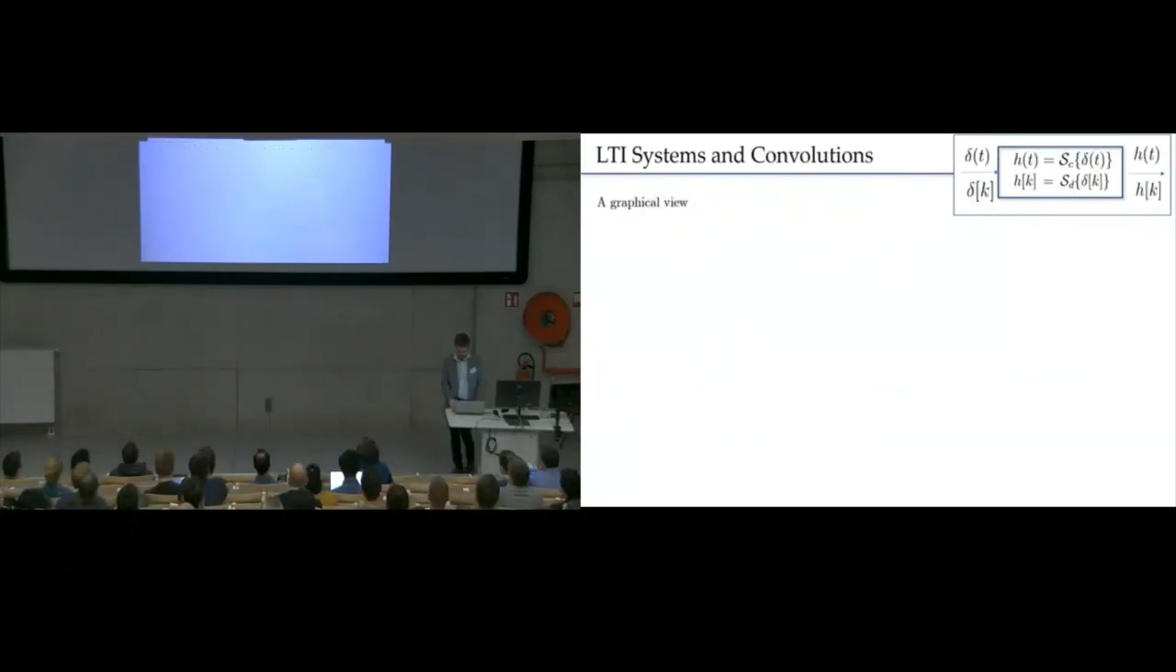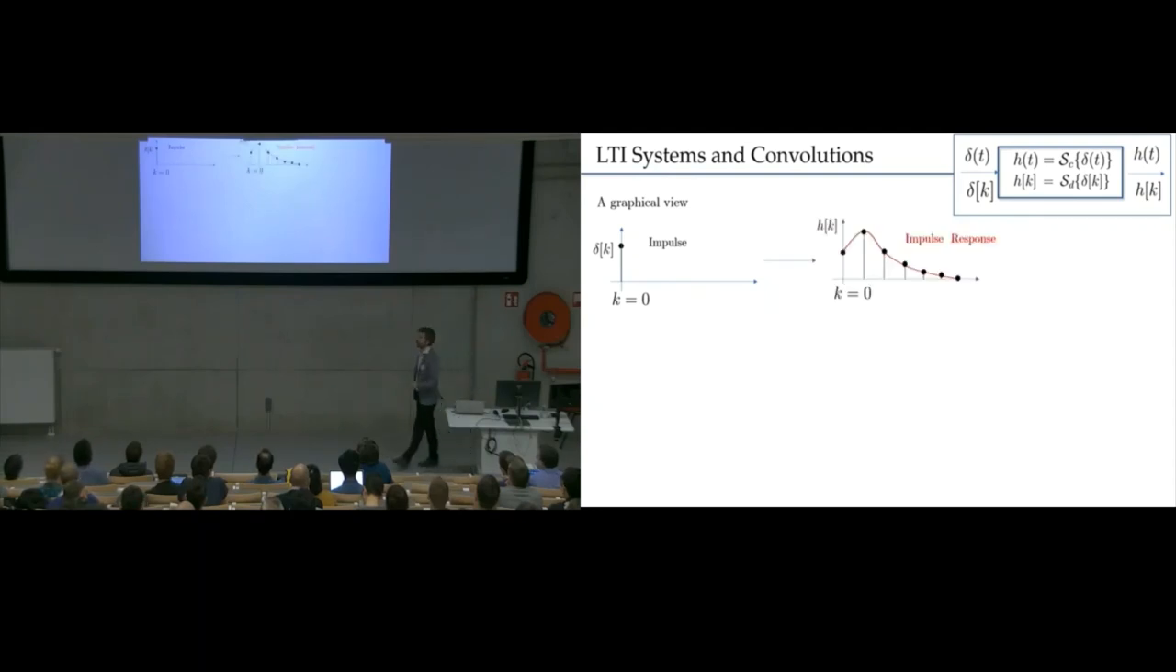And this brings to the most important fact about LTI systems: you need to know very little about them to know how they will behave in all cases. And this is linked to the notion of impulse response. So let's say that you take your signal, and you introduce as an input just one impulse at k equals zero, at the origin. And your system responds with what we call an impulse response, which is your h, okay?